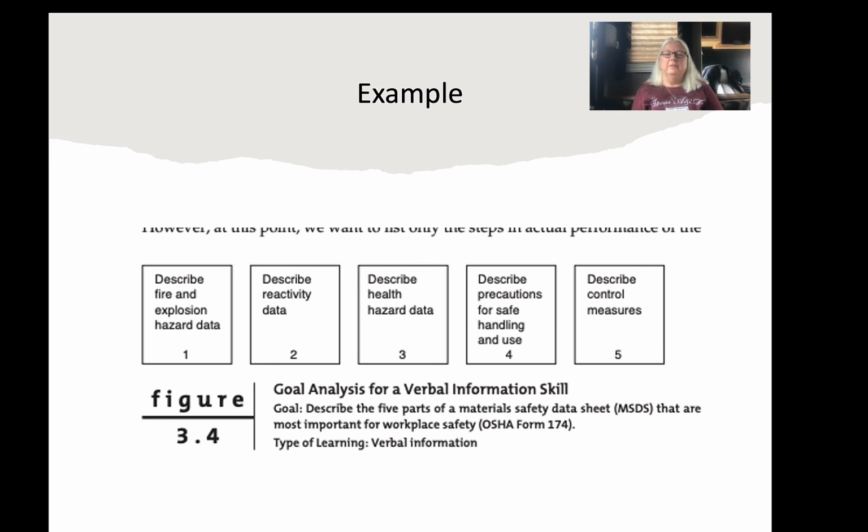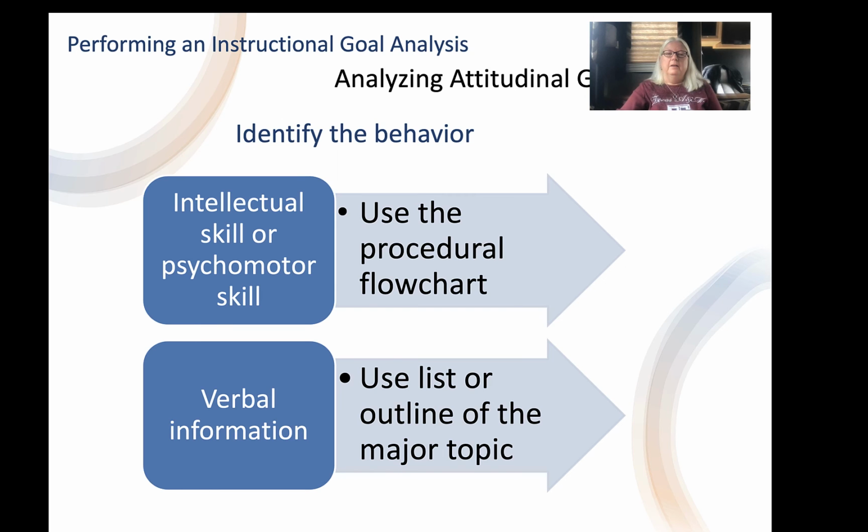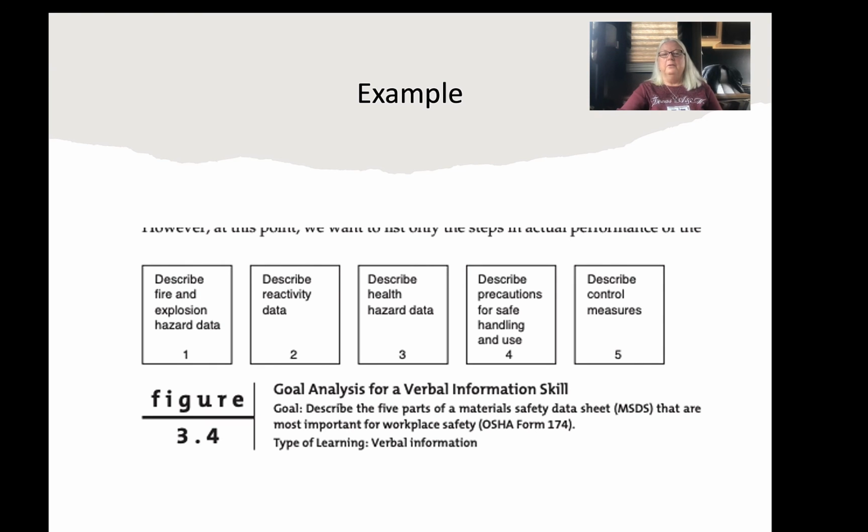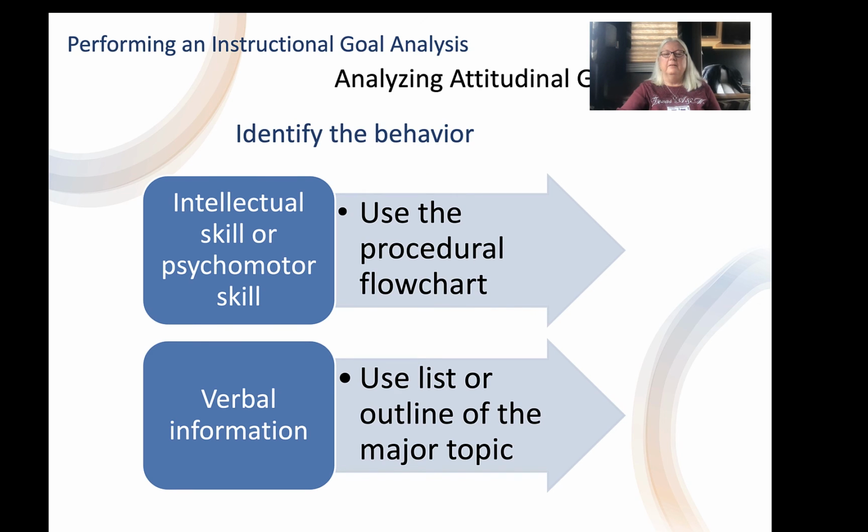Okay? So then we have the attitudinal goal, which is always, like I said, a little bit weird and different. So we have to identify the behavior. So an attitudinal goal could be intellectual, psychomotor, could be verbal. So it depends which it is. So we just follow what we just said. Like if my attitudinal goal is intellectual or psychomotor, I follow the previous chart, which was this one. Okay, if it's verbal, I kind of go with this sort of an analysis.